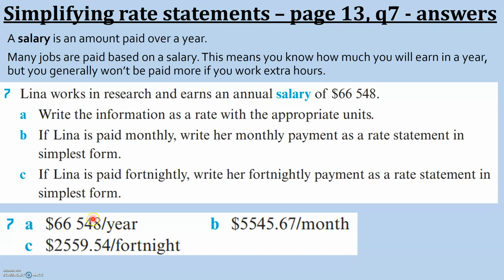Or if we wanted to know how much Lena earns in a fortnight, we'd take this amount and divide it by the number of fortnights in a year. Now the number of fortnights in a year is half of 52, which is 26. So it's this amount divided by 26 gives us this amount per fortnight.